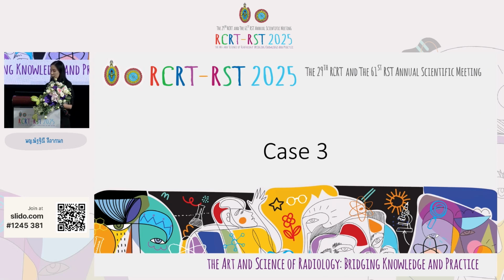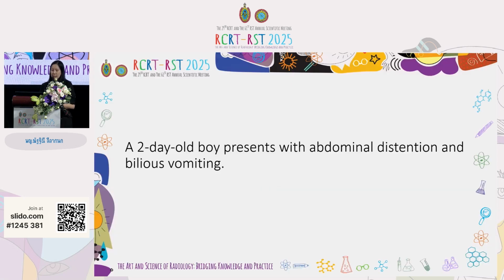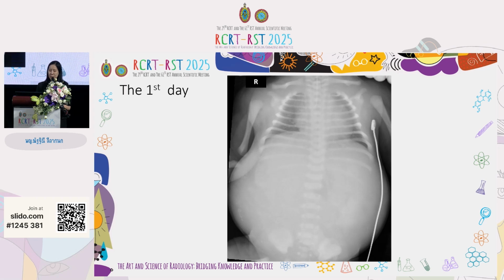So we proceed to the third case. The third case is a 2-day-old boy presenting with abdominal distension and bilious vomiting. This is the film from the first day of life, showing absence of abdominal gas with faint calcification along the lateral abdominal wall and faint calcification along the hepatic surface here.